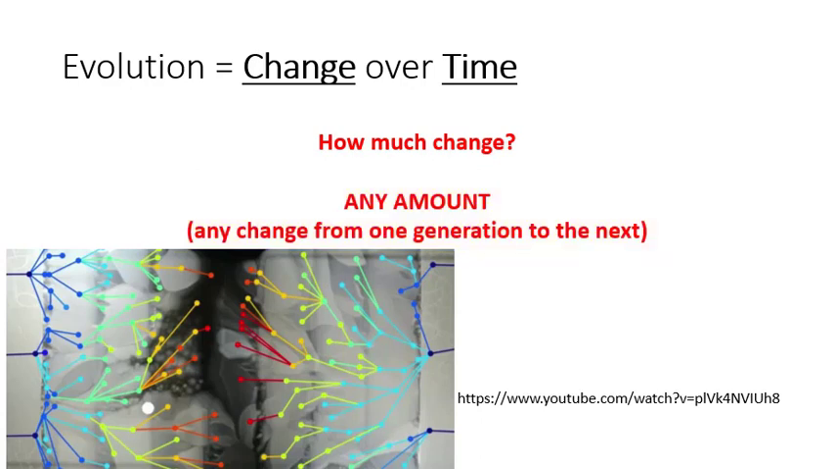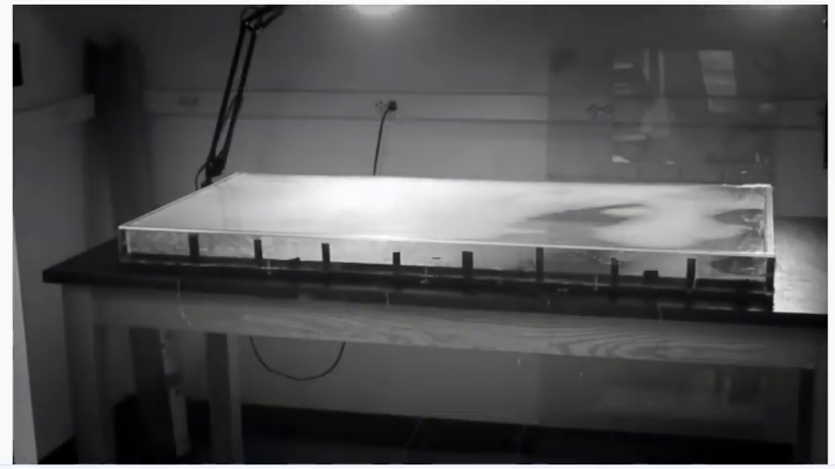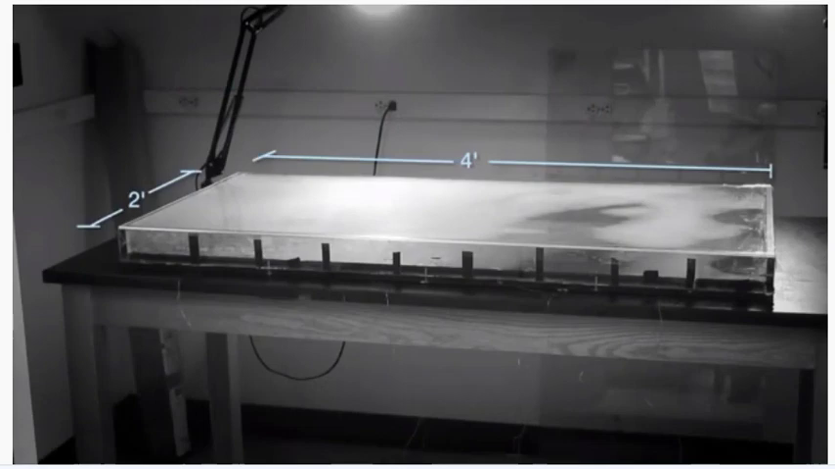Let's take a look at this amazing video showing bacteria as they evolve resistance to an antibiotic. So what we ended up building was basically a petri dish, except that it's 2 feet by 4 feet. And the way we set it up is that there are 9 bands, and at the base of each of these bands, we put a normal petri dish thick agar with different amounts of antibiotic. On the outside, there's no antibiotic.